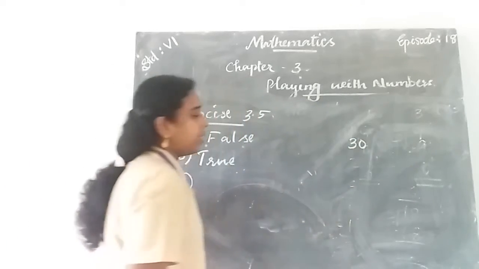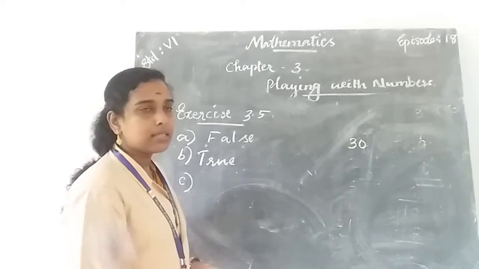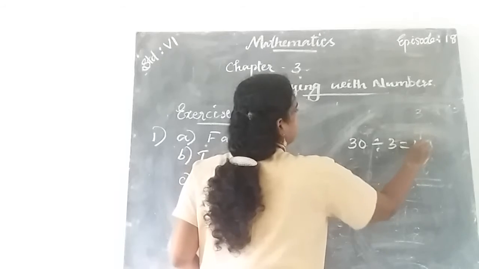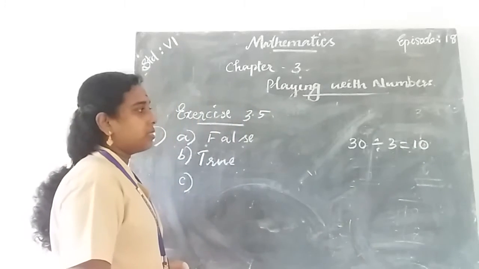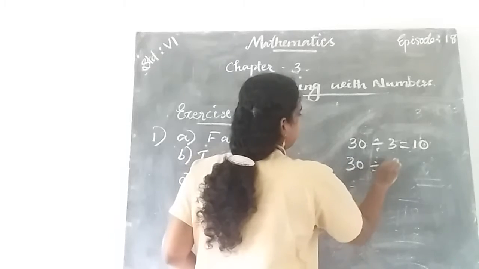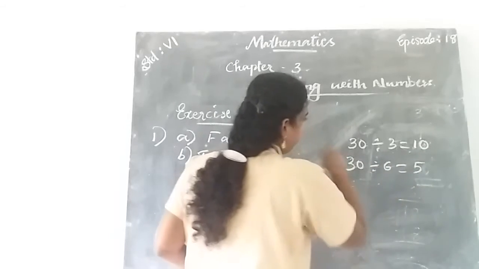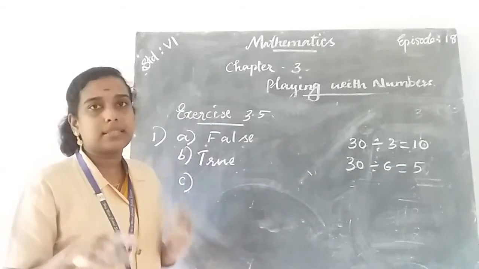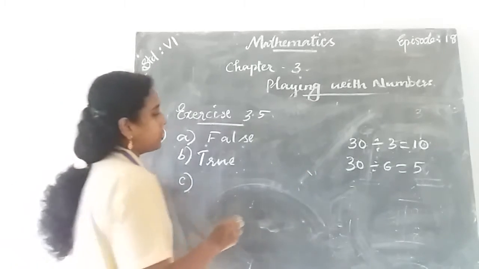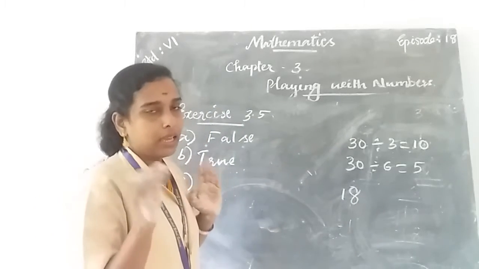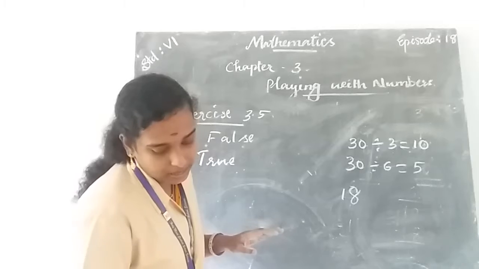30. 30 is divisible by 3 and 6. When we divide 30 by 3, we get the answer 10 and the remainder is 0. And when we divide 30 by 6, we get 5. So 30 is divisible by both 3 and 6, but it is not divisible by 18. So the statement is false.